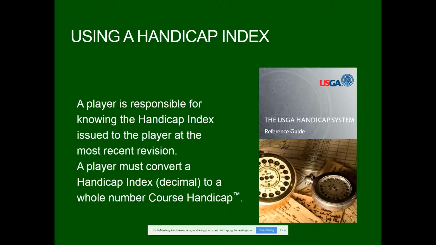All right, using a handicap index. A player is responsible for knowing the handicap index issued to the player at the most recent revision. A player must convert that handicap index to a whole number course handicap. We give out an e-revision after every revision. It gives them an update. They can also see their handicap index updated on their GIN mobile app, at the club's computer. There's a lot of places for them to know that, but it's also the responsibility of the player to know what it is at each revision, so that their course handicap is calculated correctly when they play golf that day.